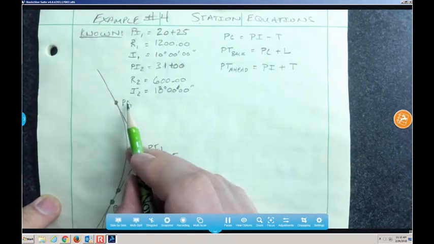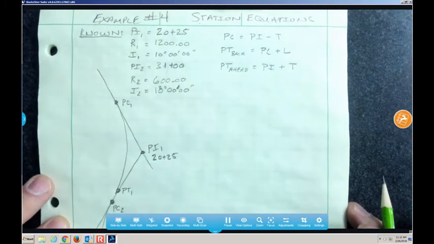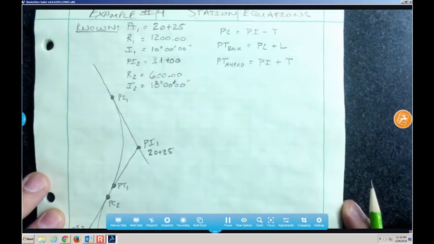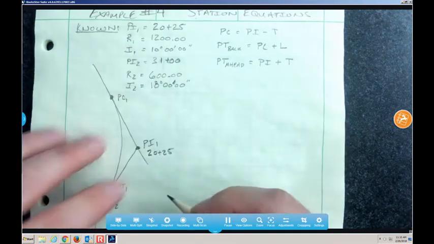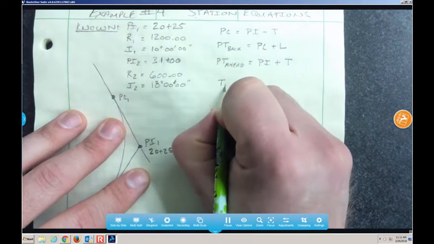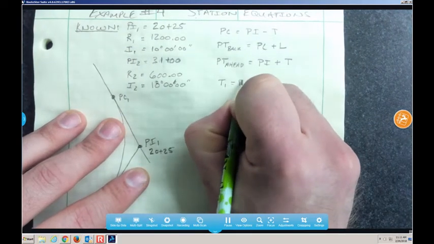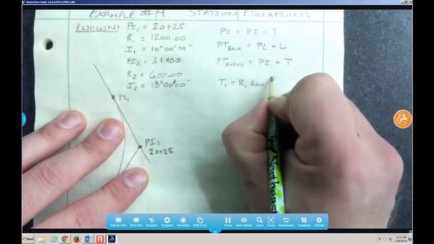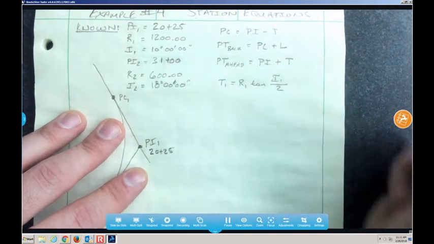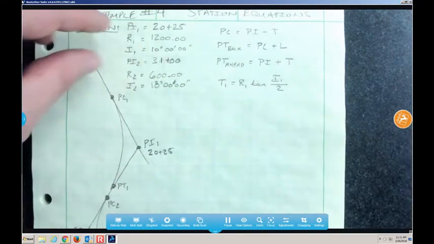Let's figure out what our PC is. How do we figure out what the PC is? PI minus T. Yeah, so we don't have T up there, do we? No. Let's find T. It's R tangent half pi. So T1 equals R1 tangent I1 over 2.